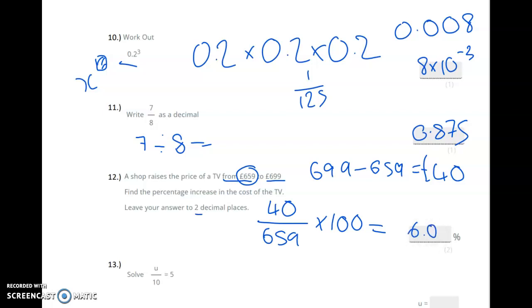because it says 2 decimal places. So the actual answer, if you've got it, would be 6.069802 and so on. So there's a few digits to it. After 2 decimal places, we're going to stop it there. So it's either going to be 6.06 or 6.07. Because that's a 9, it becomes 6.07.